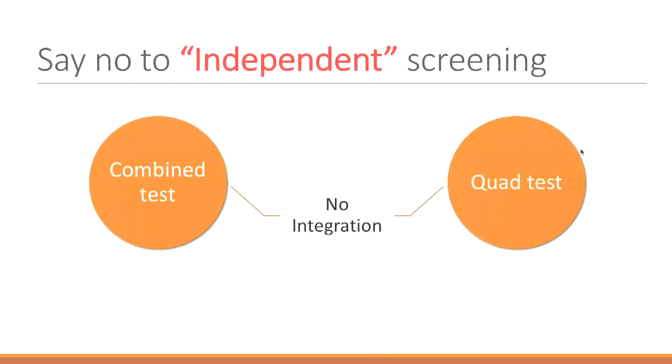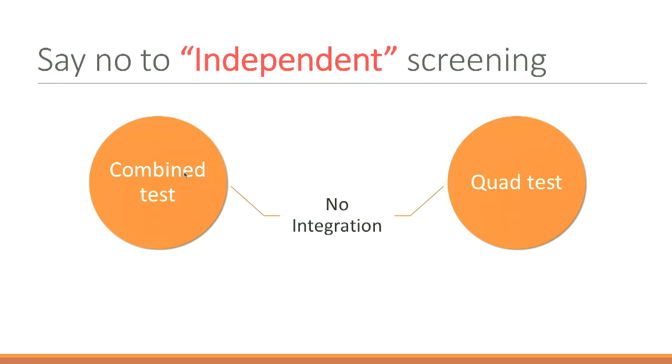Now the problem with doing a quadruple test in the second trimester is that you have to integrate it with the first trimester combined test, which is not always possible, and most of the labs don't do it. You cannot do it as a standalone test. You have to integrate it. If you do not, then there is no value for it.